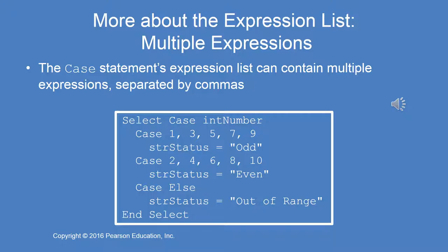If int number equals 1, 3, 5, 7, or 9, all listed in the first case statement, separated by commas, then string status gets assigned the string ODD. However, if the value in int number is equal to 2, 4, 6, 8, or 10, string status gets the string EVEN. And obviously we have an else. If the value in int number is not 1 through 10, string status gets assigned the string out of range. Then we have our end to the select case statement.